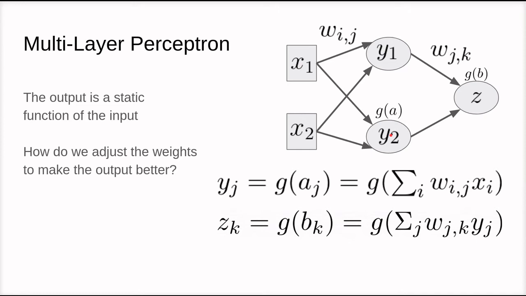Next, if we want to improve the performance of the network, we can see that it is really a static function of the inputs, x. And if we want to change the performance of the network, then we need to change the weights. Can you think of how we might do that? Well, the answer is through optimization, or at least an answer is through optimization.